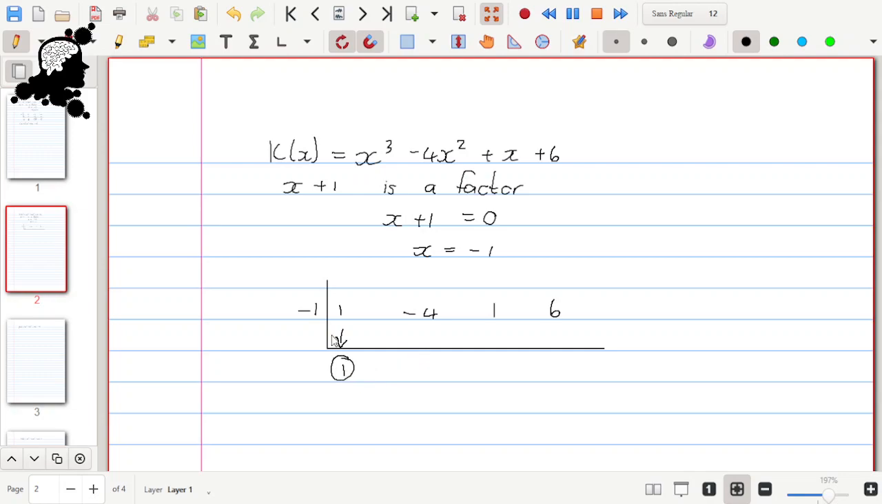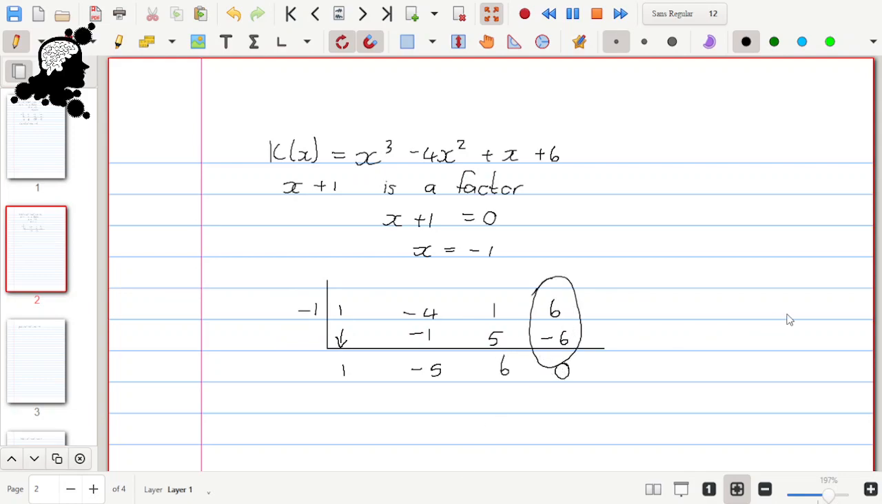Then we say 1 times negative 1. That's going to give us negative 1. We add these two. Negative 4 plus negative 1 gives us negative 5. Then negative 5 times negative 1 gives us positive 5. We add these two. 1 plus 5 gives us 6. Then 6 times negative 1 gives us negative 6. We add these two. Negative 6 plus 6 gives you 0.